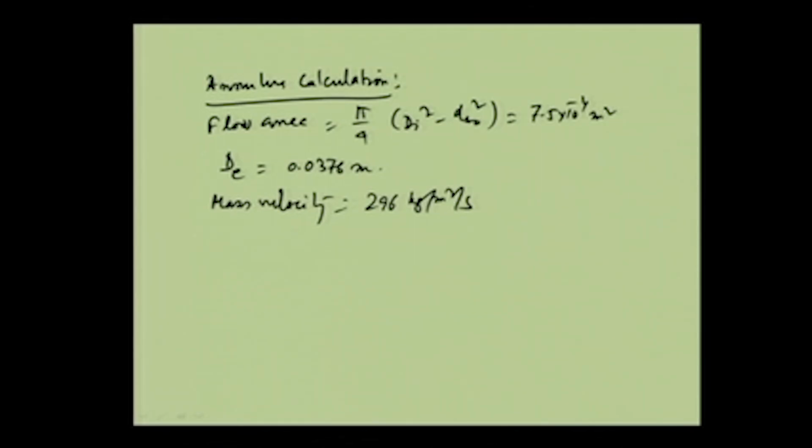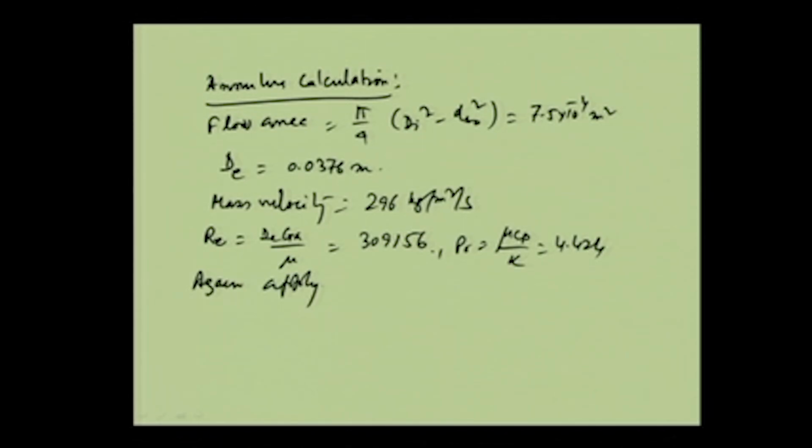So it was initially per hour, now it is converted into second, and then we get a Reynolds number equal to dGA by mu, and that happens to be 309156, and Prandtl is equal to mu Cp by K, and that is equal to 4.424. Again applying the Sieder-Tate equation for turbulent flow, what we get is HO as 4427 watt per meter square per Kelvin.